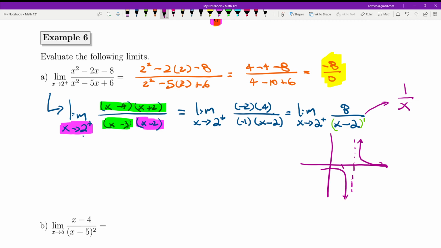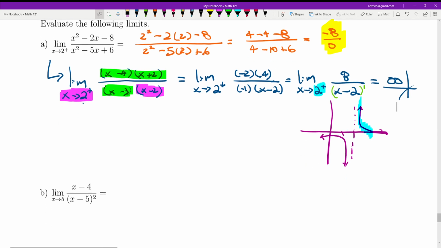If you want to review this, we'll go back to the first video of this section, where we have the description of those kinds of graphs. Now, in this case, notice we want to approach from the right. And where is this limit going? Notice how this is going to positive infinity. So the final answer for this limit is infinity, or DNE, depending on the situation.